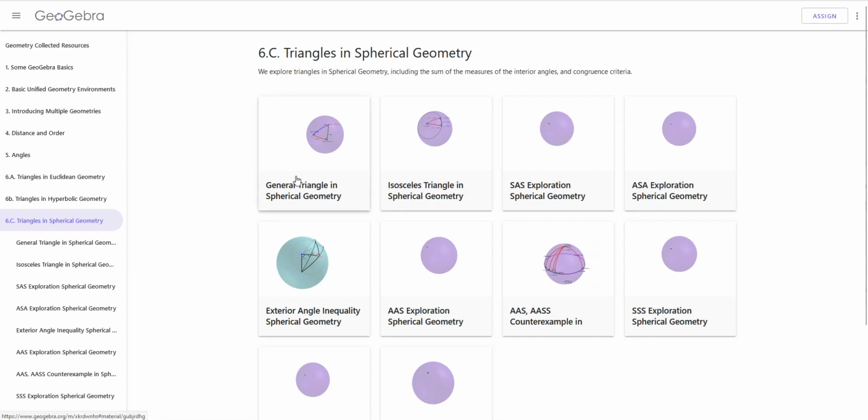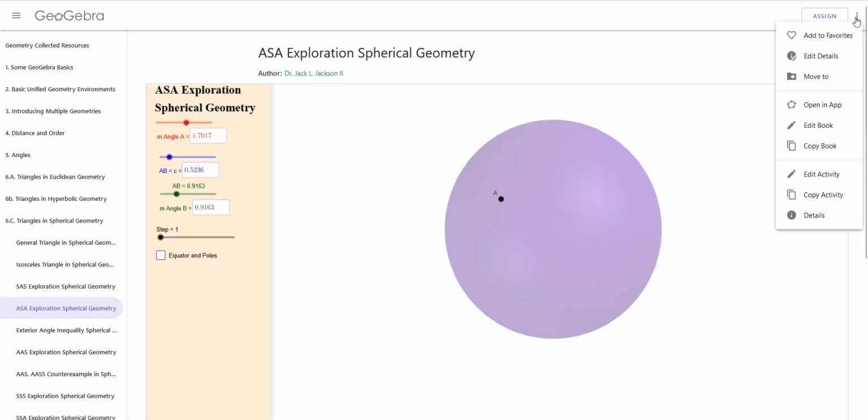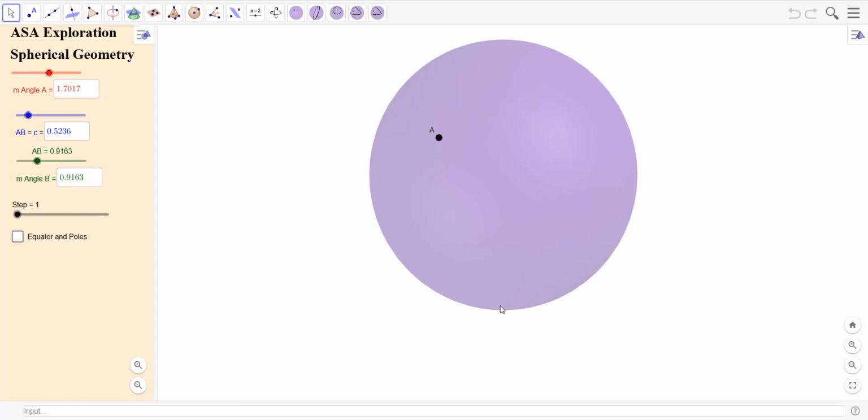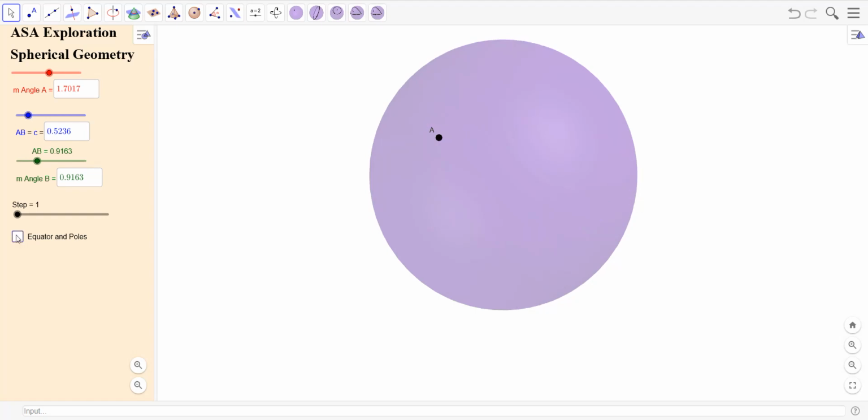So again, using my GeoGebra sketches that I've built, let's find the one angle side angle. That's this one here. And once again, let's open that in the app. So here's our spherical geometry. There's a sphere. You can see there's the equator and poles there for reference. Okay, so we have a point here on the sphere.